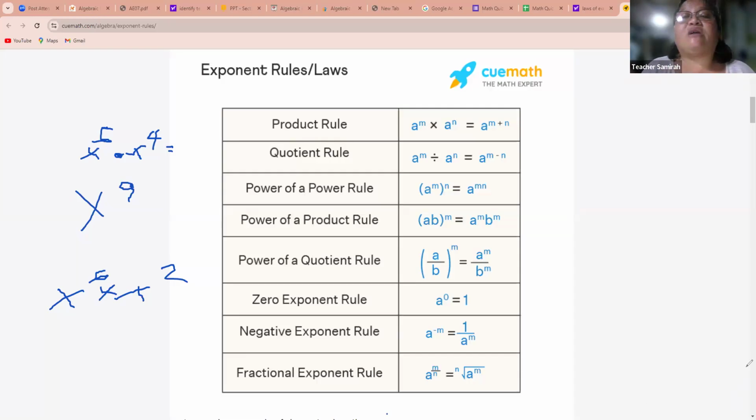Okay, so we will continue with this one next meeting. I hope you will be able to master this one so that we can continue with the evaluation of algebraic equations.